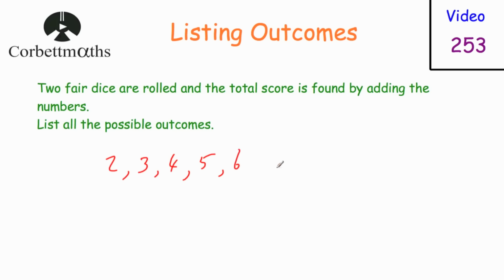And the highest value we could get is 12, because whenever you roll a 6 and a 6, that's 12. So the possible values we could get would be 2, 3, 4, 5, 6, 7, 8, 9, 10, 11 or 12. And they're all the possible outcomes whenever you roll two dice and add the scores together.